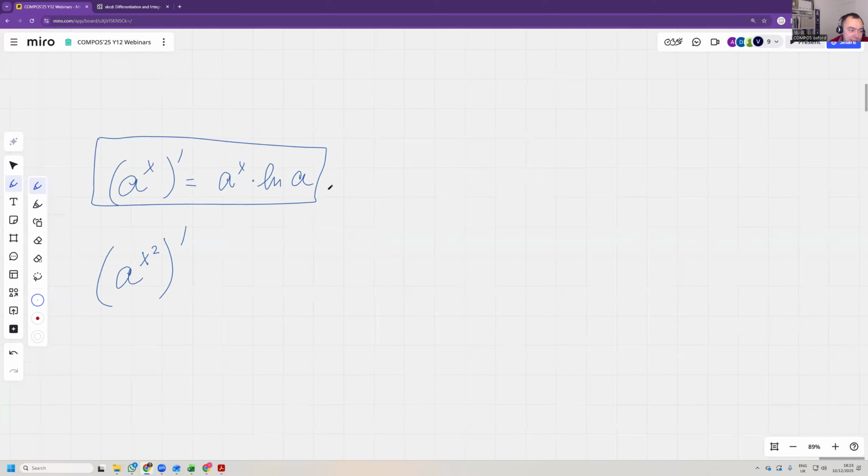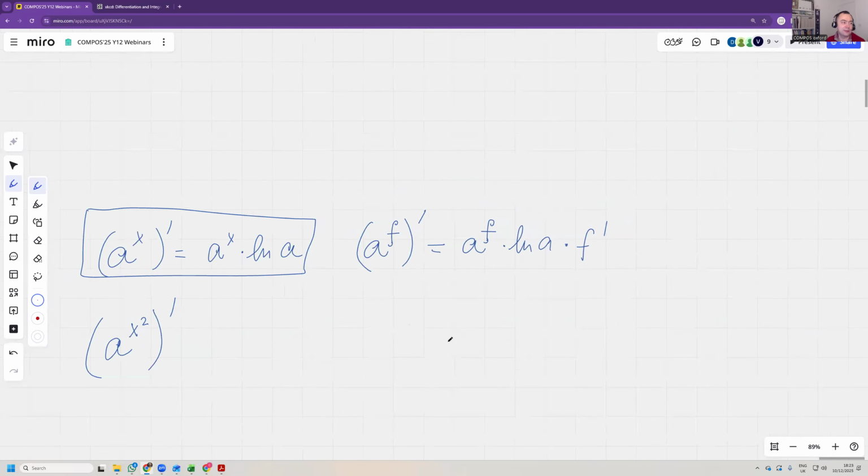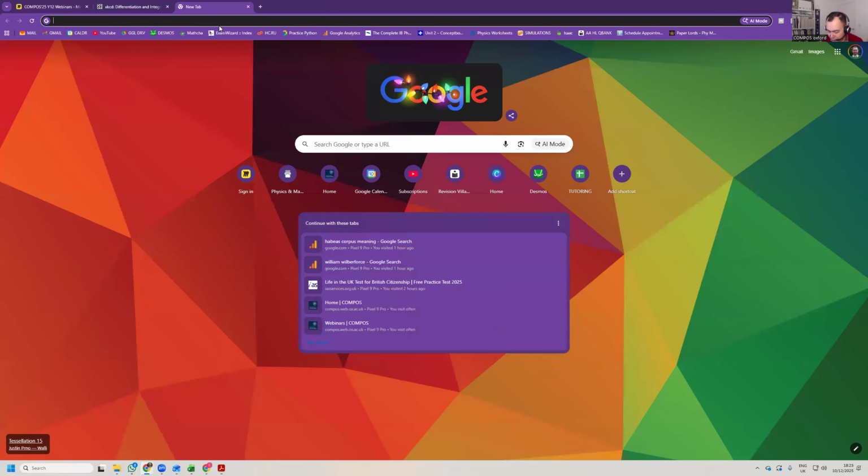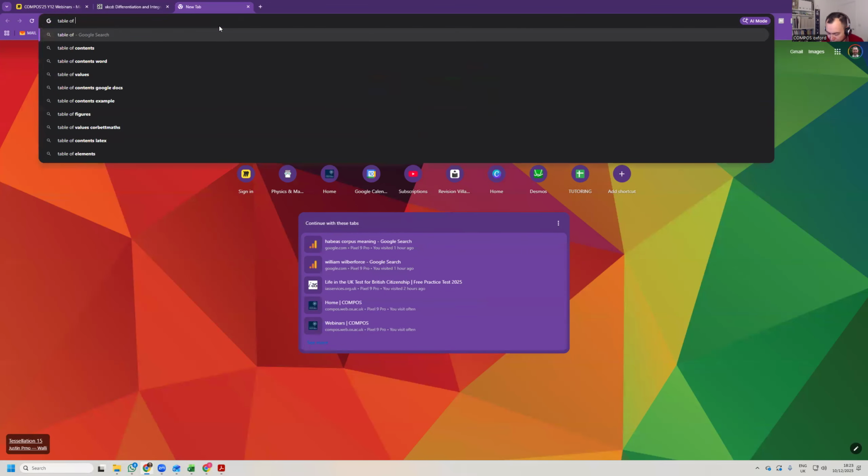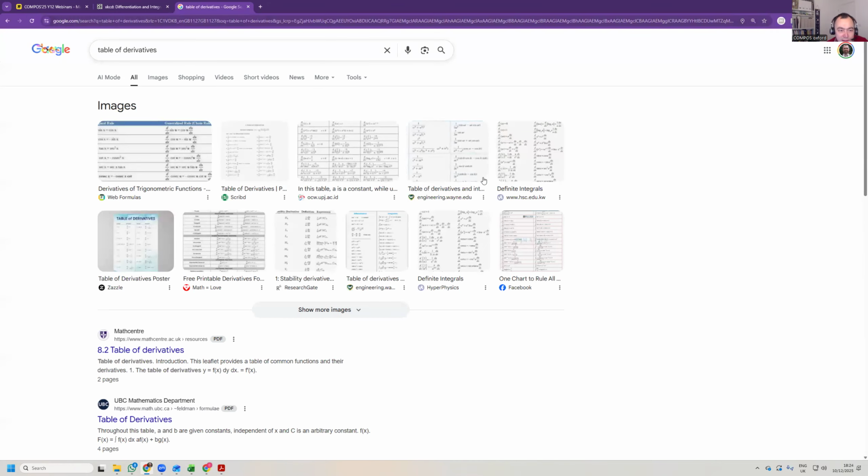So if you rewrite that rule as a to the power f, and you can do this trick with any standard differentiation, the derivative of a to the power f is going to be a to the power f multiplied by ln a multiplied by f dash. Okay, let's take any exotic differentiation from the table of derivatives.